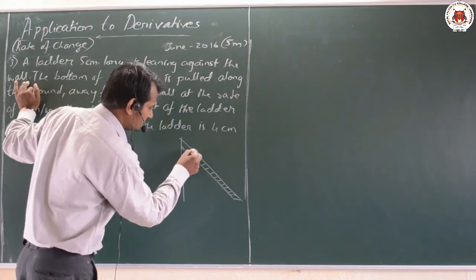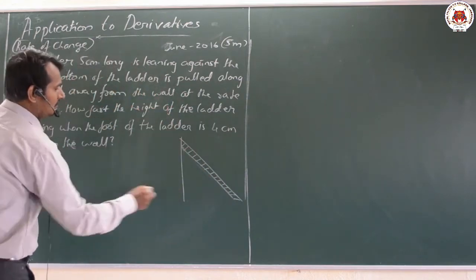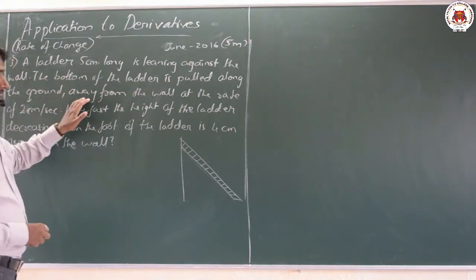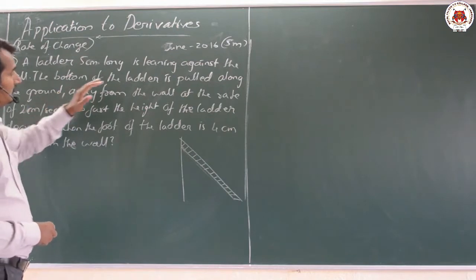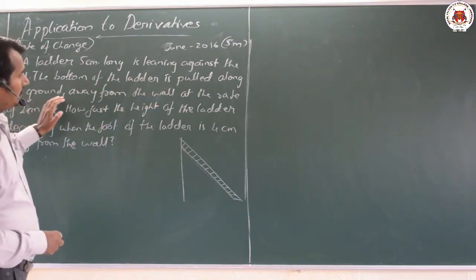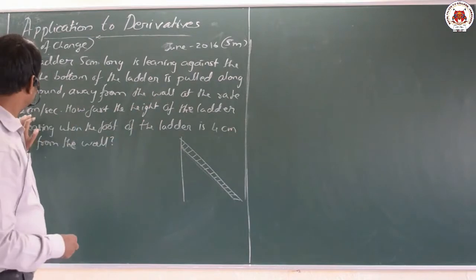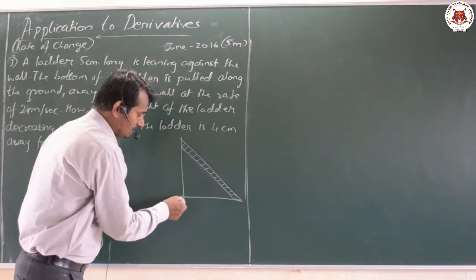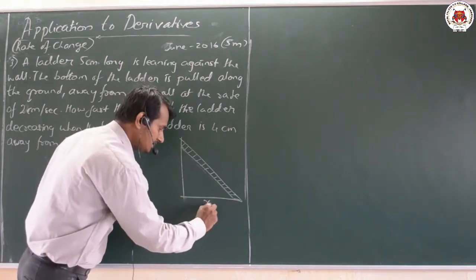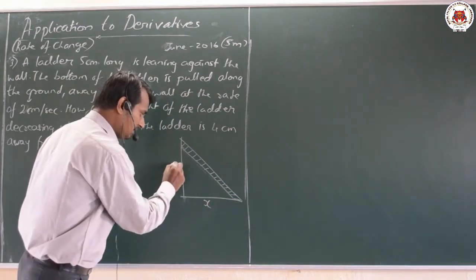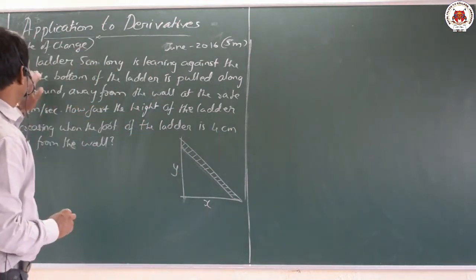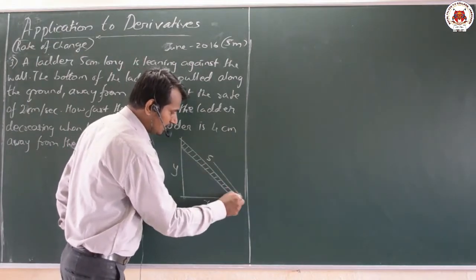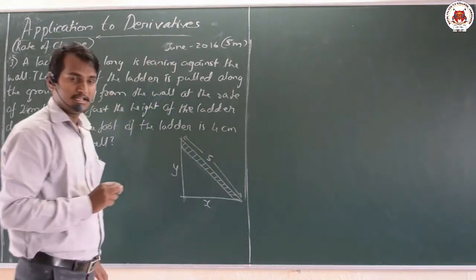It is our ladder, dear students, leaning against the wall. Then the bottom of the ladder is pulled along the ground away from the wall at the rate of 2 centimeter per second. It is our ground here. Let us take it as X here. It is our wall. Let us take it as Y here. Now what he has given? A ladder of 5 centimeter long, the length of the ladder he has given, that is 5 centimeter.